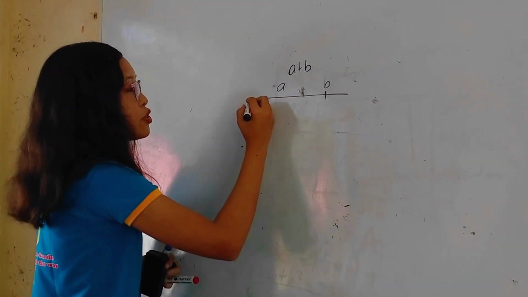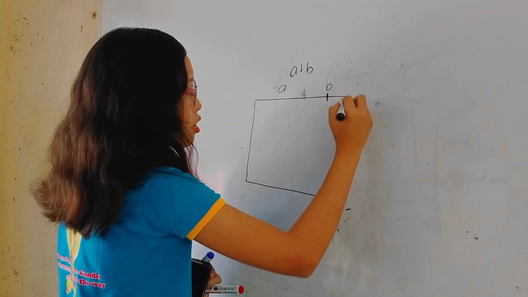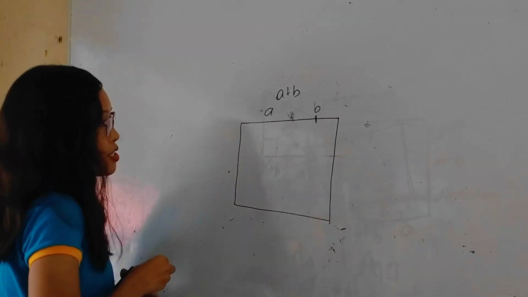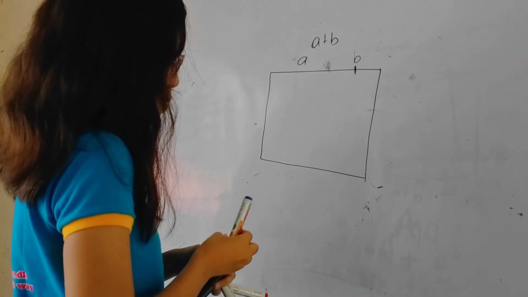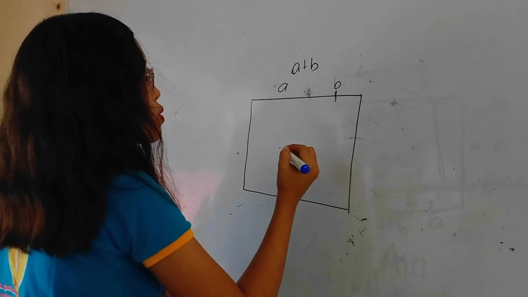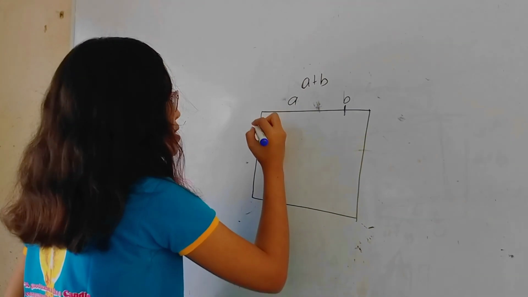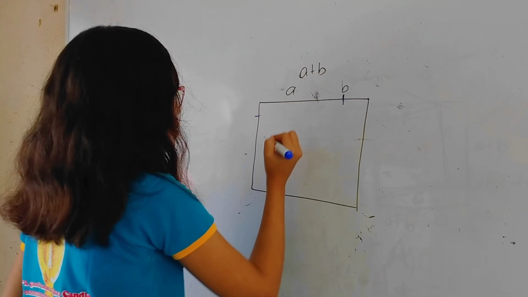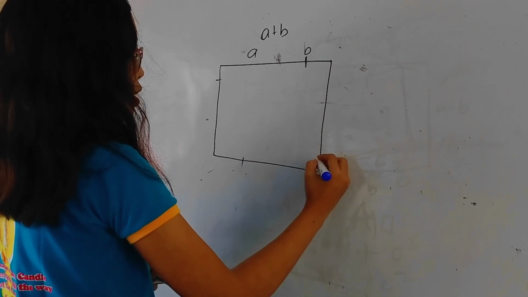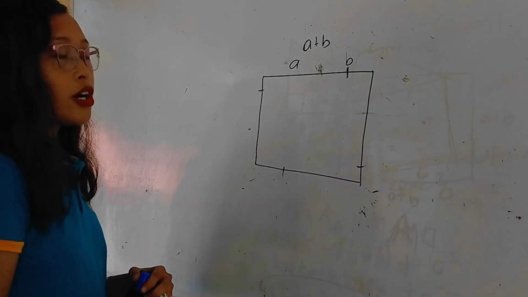We'll continue now. We'll draw a large square. We'll be using other colors so that we can identify the marks. So we'll mark the other sides the same way. One, two. Okay, so these are the four marks.